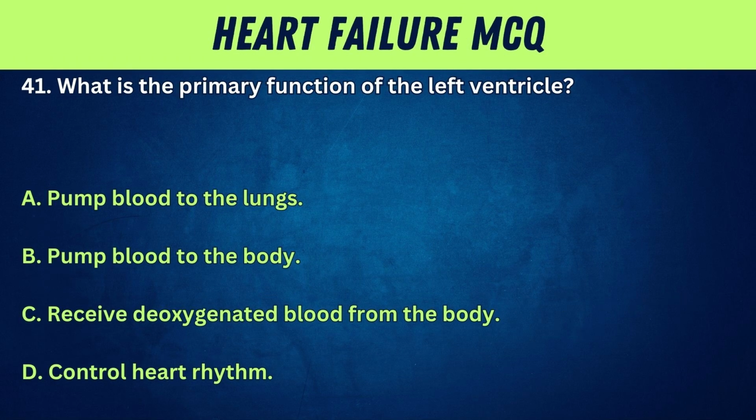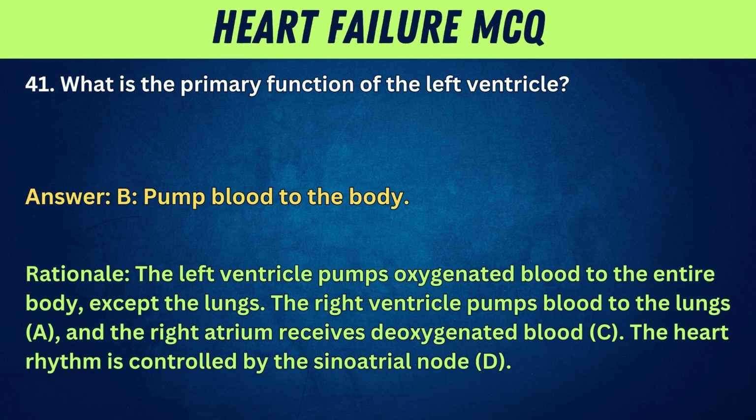41. What is the primary function of the left ventricle? A. Pump blood to the lungs. B. Pump blood to the body. C. Receive deoxygenated blood from the body. D. Control heart rhythm. Answer: B. Pump blood to the body.